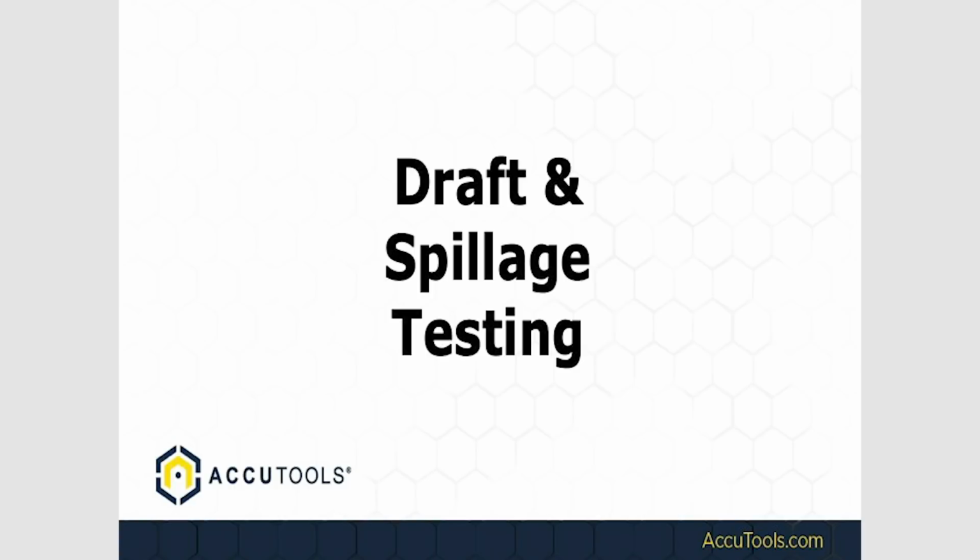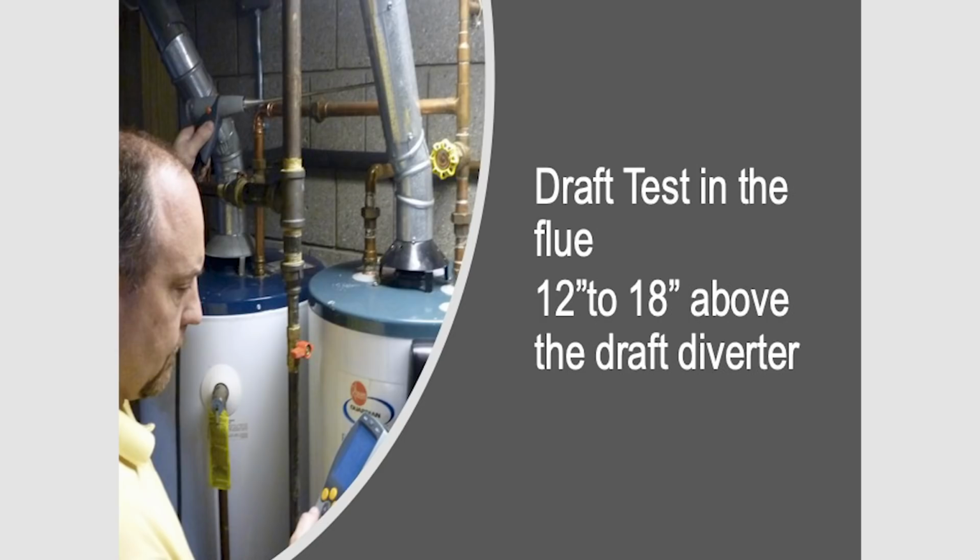Draft and spillage testing. A lot of guys, when they're doing their combustion testing, we'll walk through the whole process, but one of the things when you're making your draft test is you need to be away from the draft diverter. Test 12 to 18 inches above the stack. A lot of guys want to do all their testing down here, and I'll talk a little bit about the draft diverter later, but we want to make sure that we're testing in the flue.